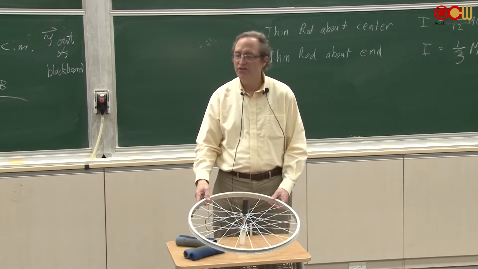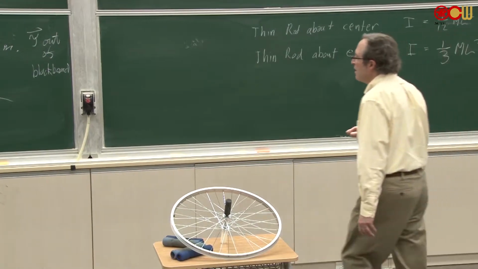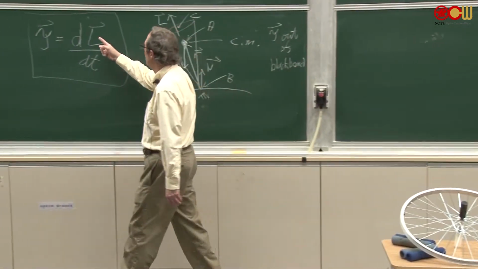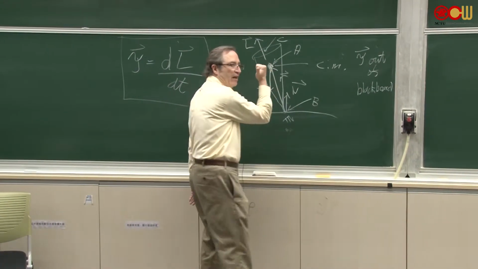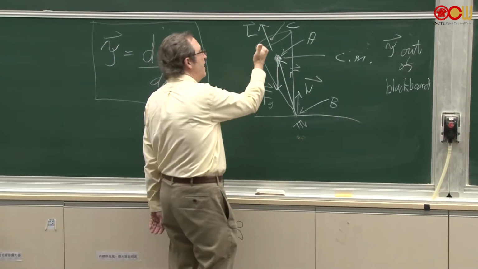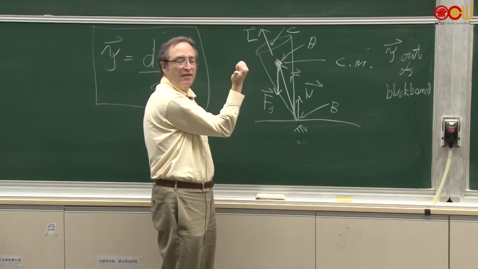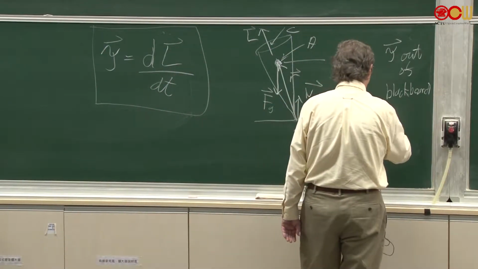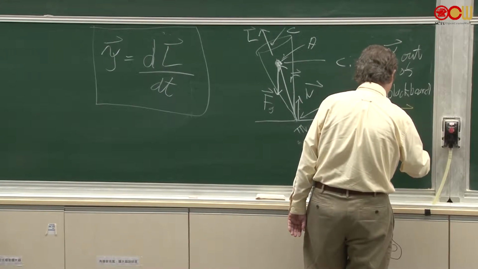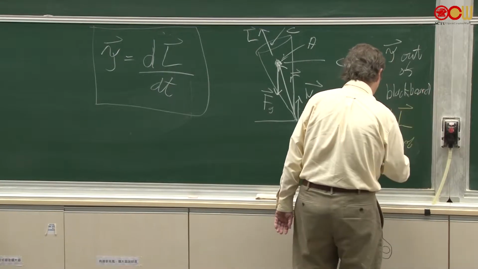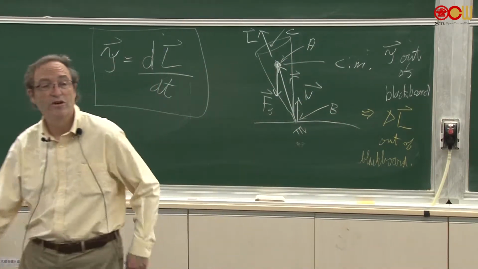What is the change in L? That's what we've got to look at. So the torque is going to give you a change in L. So the change in L is out this way, right? Torque is out, change in L out this way. So this implies change in L is out of the blackboard. All right? So the change in L is out of the blackboard.